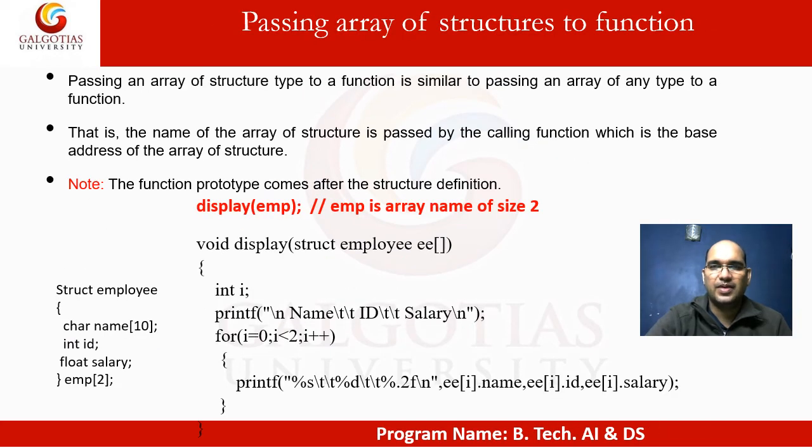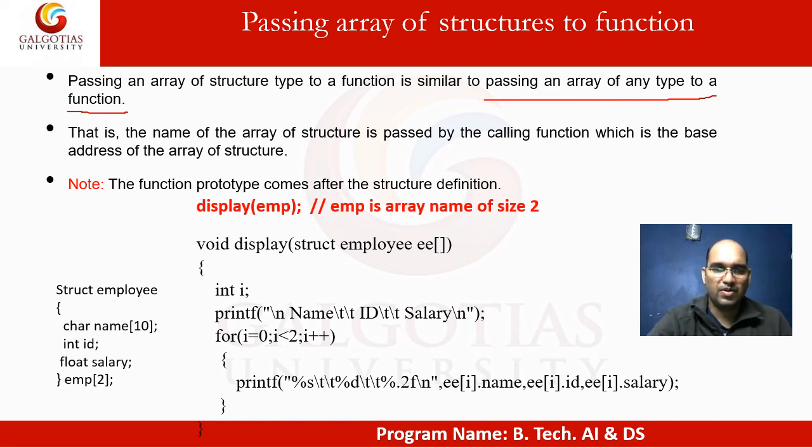Now this method is passing an array of structures to a function. This is not a normal structure variable, but an array of structure variables. Passing an array of a structure type to a function is similar to passing an array of any type to a function, so the same thing happens here. The name of the array of structures is passed by the calling function, which is the base address of the array of structures. Now let's see the function. The function prototype comes after the structure definition.